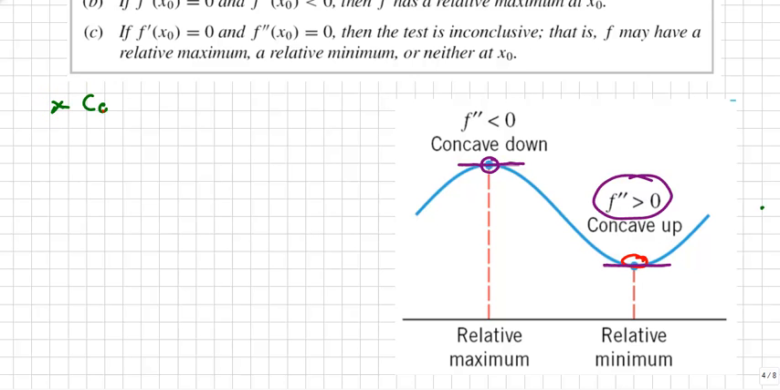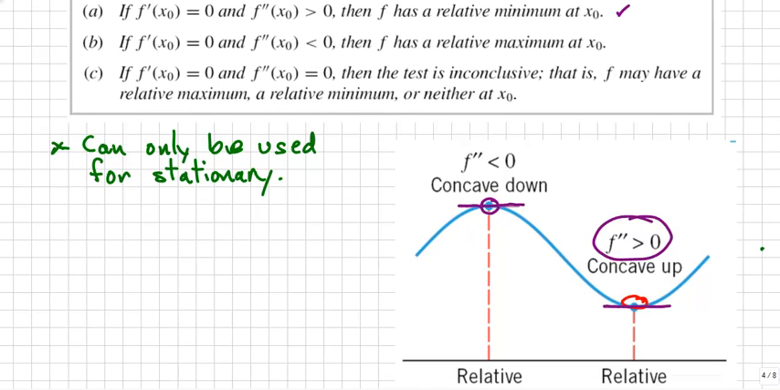This can only be used for stationary points. They can't be used for non-differentiable critical points. And the other thing to note for this is that we're not doing a sign graph like before. We're just plugging the critical point right into the second derivative, and the sign of the value of the second derivative at that point will tell us whether it's going to be a relative max or a relative min.